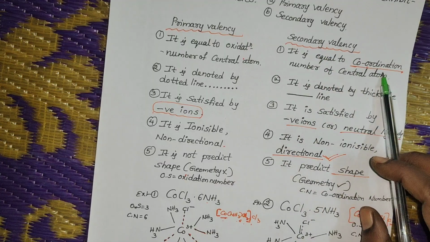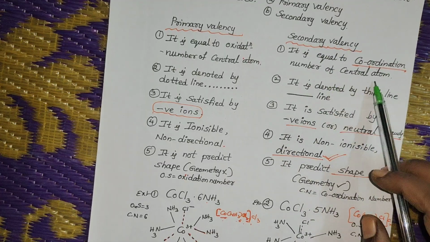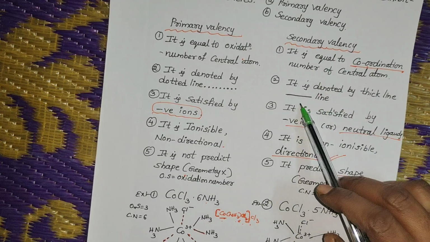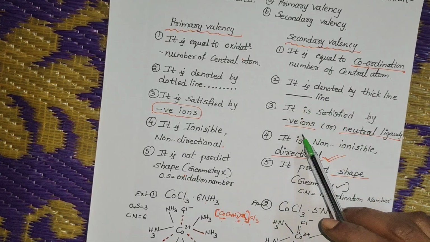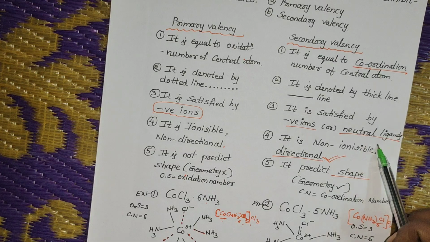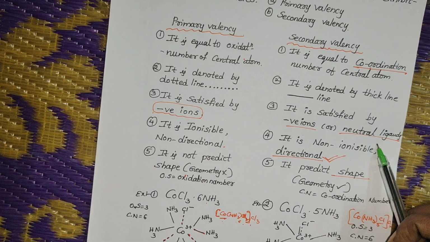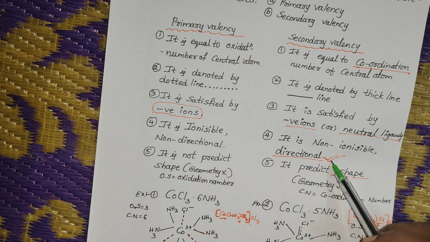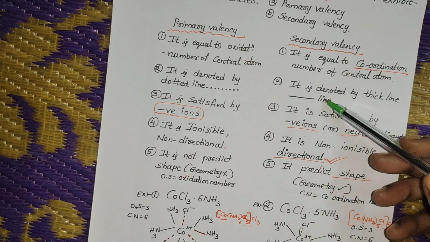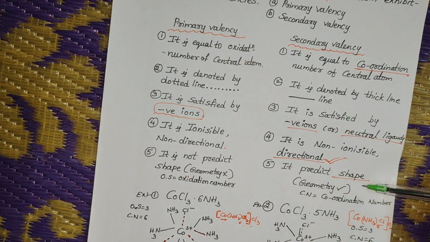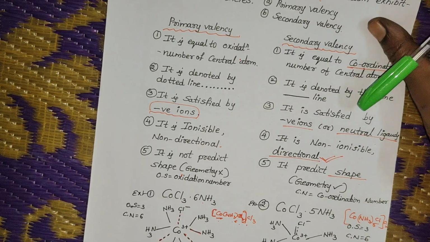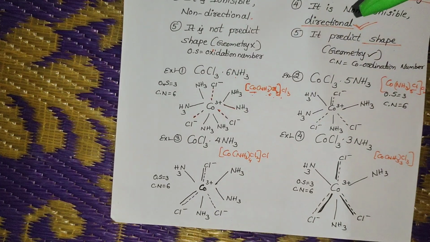Secondary valency explains about the coordination number of the central atom. Nothing but direct bonds, and these are indicated with a thick line and satisfied by negative and neutral ligands both. Next, secondary valency is non-ionizable, meaning no charge, and since secondary valency has a thick line, it compulsorily gives the shape, I mean it predicts the geometry. Okay, so like this we have to take this diagram.